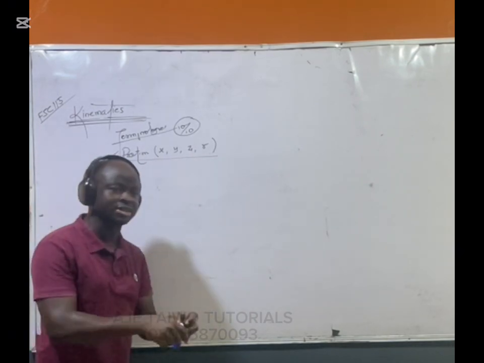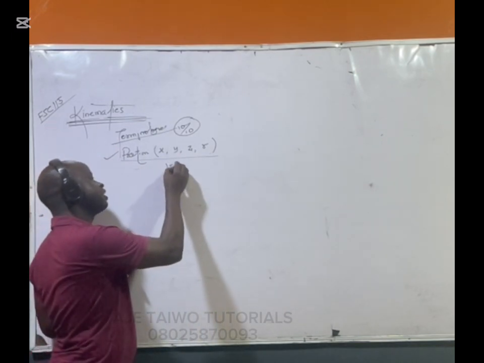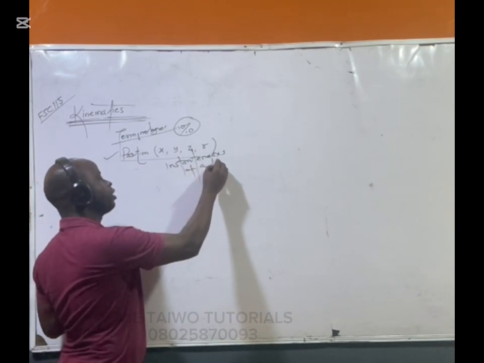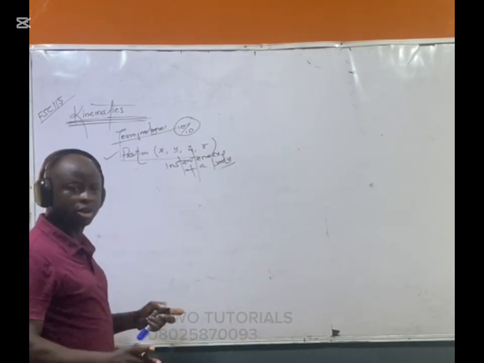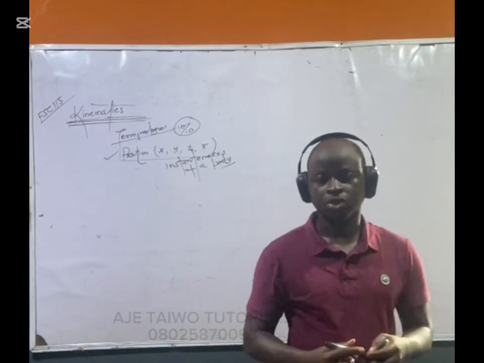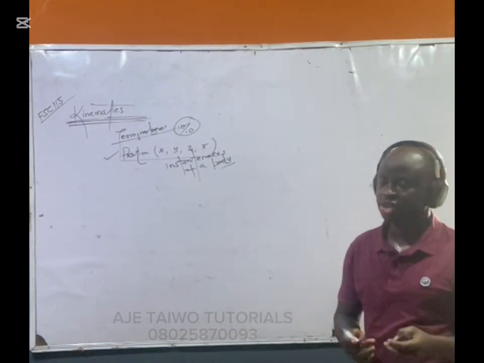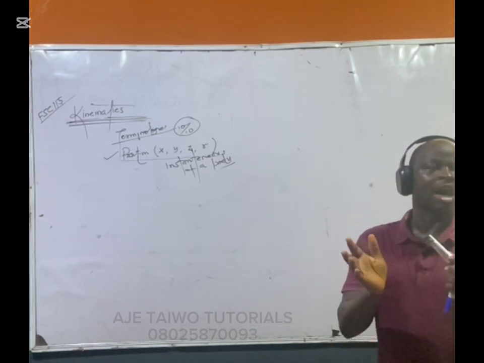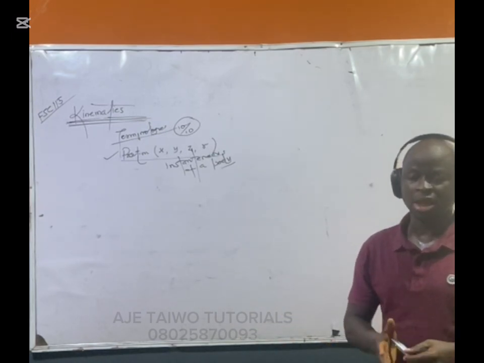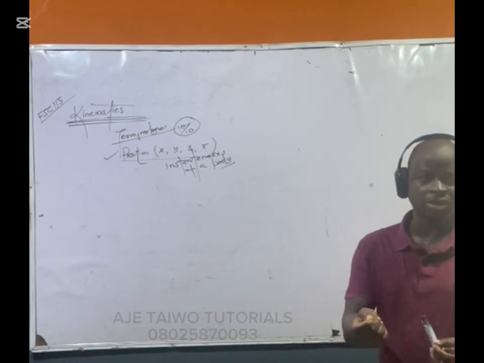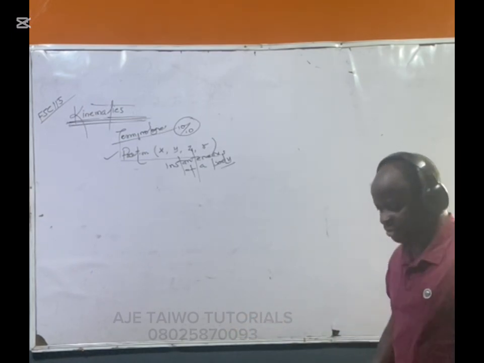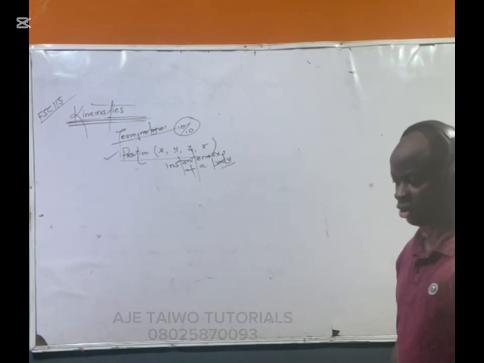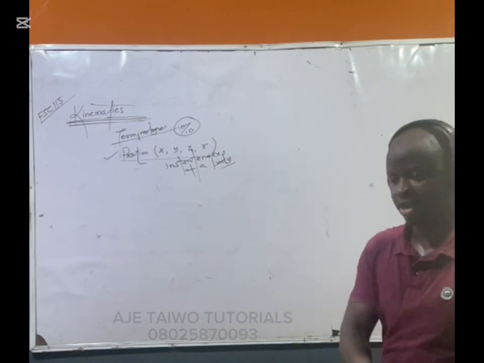Position is the instantaneous location of a body with reference to an origin or to a reference plane. You must have a plane of reference, an origin where you measure from. I'm here now. What is my position from the board? My position is my location with reference to this board. There must always be a reference.